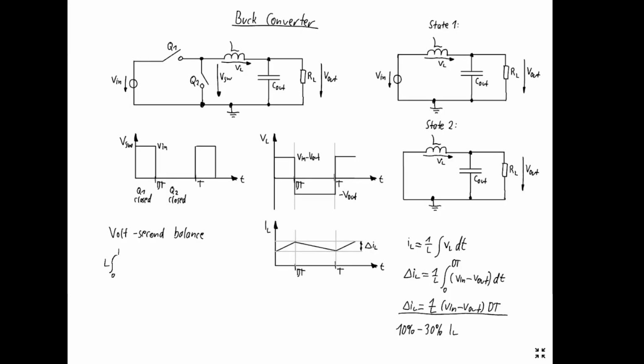Now this formula can be used to calculate the output voltage resulting from a buck converter. So in state 1, we have Vin minus Vout times dt, and then we have state 2, which is minus Vout times (1 minus d)t, and this equals 0. And now I will quickly calculate this equation.